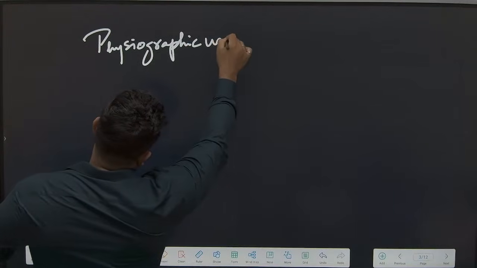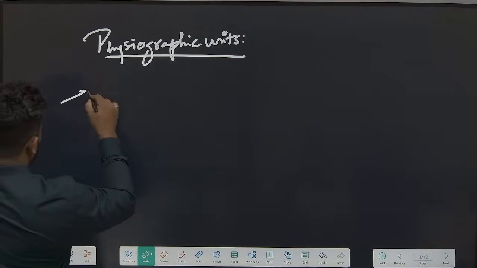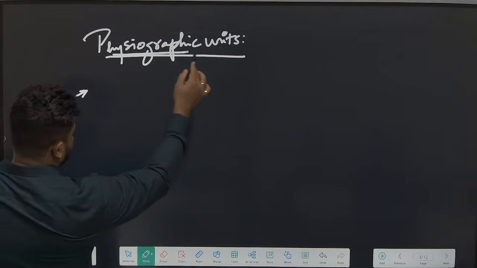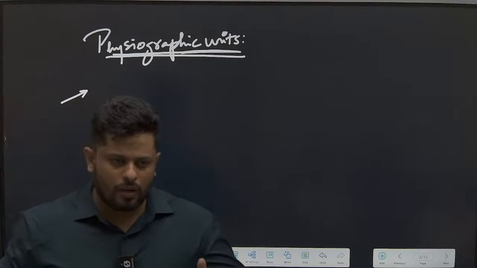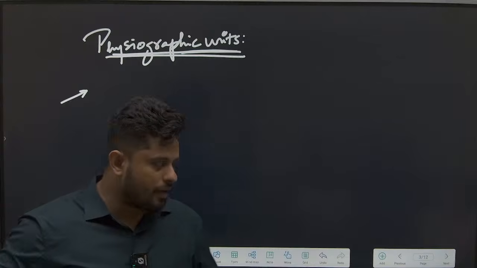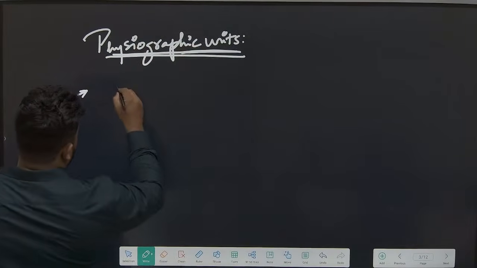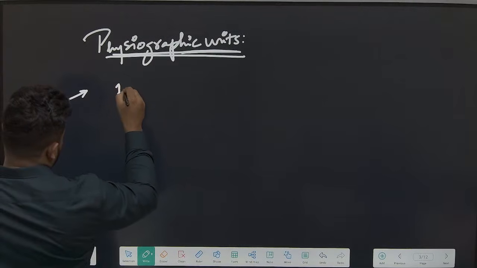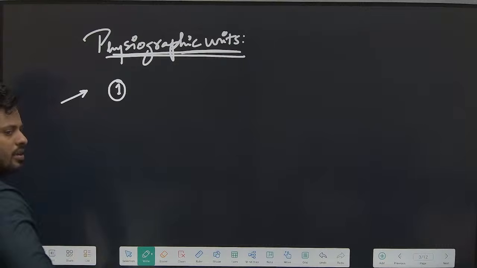Physiographic units of Karnataka. I hope you understand the word physiography. Physical traits. Graphy is when you are tracing, describing, giving a description. So physiography is nothing but the description of the physical features. In Karnataka, we have categorized them as what? Which are the physiographic divisions of Karnataka?